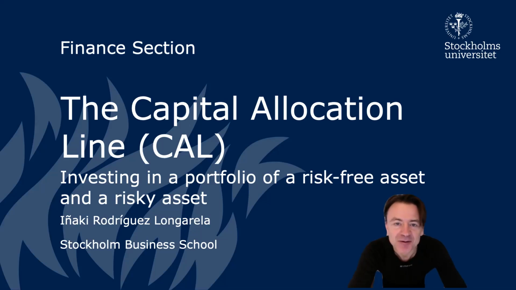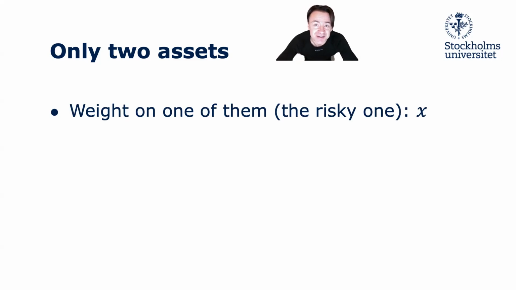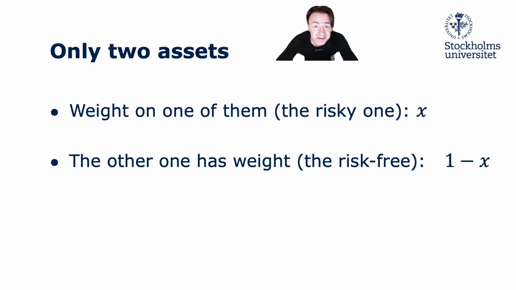Hi, we have already taken a quick look at the particular case of a portfolio with only two assets where one of them is risk-free. As it turns out, there's a lot to unpack here. Note first that it's only two assets. So if the weight in one of them, let's say the risky one, is X, then the weight on the other one, let's say the risk-free asset, is 1 minus X. Recall that these two weights have to add up to 1.